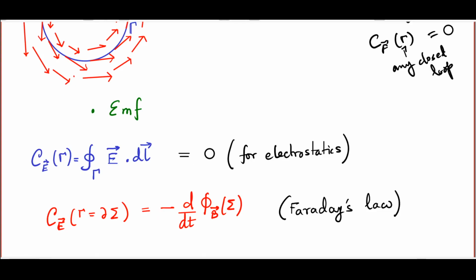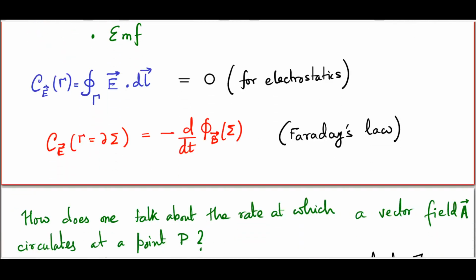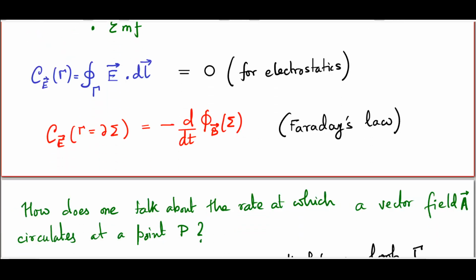Now that I have hopefully convinced you that the circulation of a vector field is an important quantity to look at, we can naturally ask this question. Can we talk about the rate at which a vector field A circulates at a given point P? Now, from our experience with the divergence, where we essentially were looking at the rate at which flux emerges from a point, we would want to take a look at the circulation in a loop which is very, very tiny and ultimately ends up enclosing only the point P.